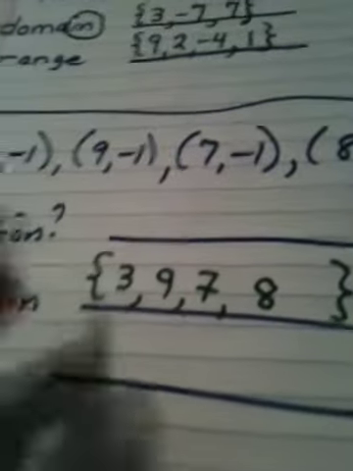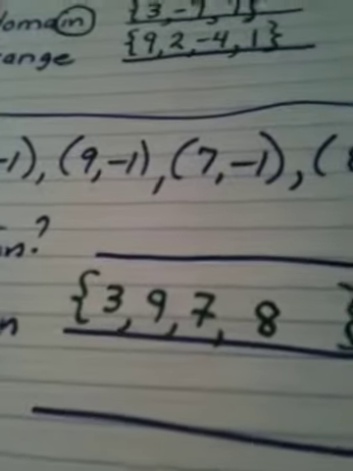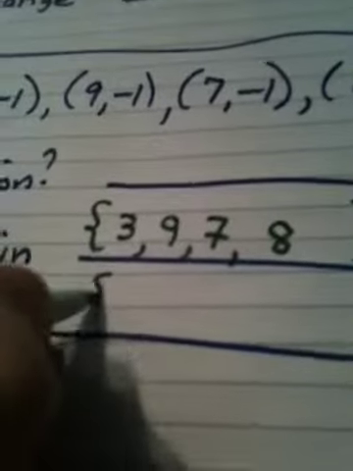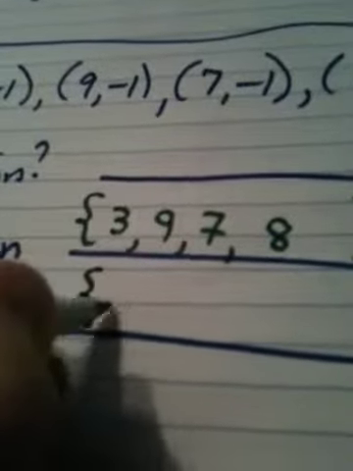And remember, in a set, order does not matter, so I don't really care what order you put those in. The range is simply one number. It's namely the set made up of that one number, and that would be negative 1.